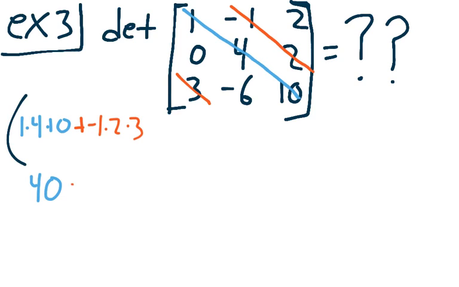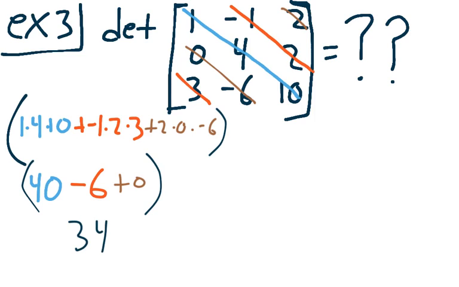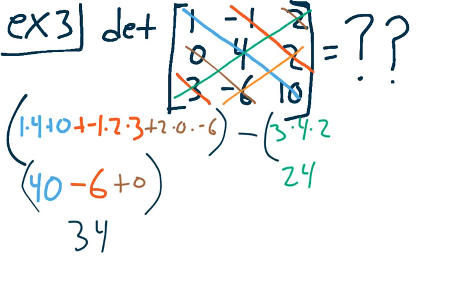And then we'll go 2 times 0 times negative 6. So that's 0. So then here, I have 34. Then subtract going the other way. So starting from the bottom left to the top right, 3 times 4 times 2. And that gets me, 3 times 4 is 12, times 2 is 24. And then we'll take that orangey color, negative 6 times 2 times 1. So negative 6 times 2 times 1, that's going to be negative 12.